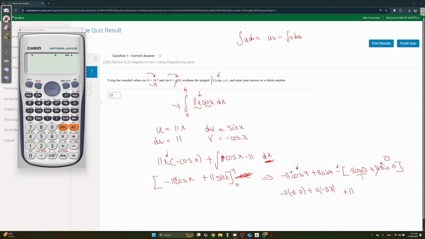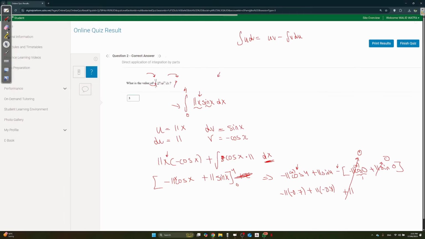So sorry, it's going to be negative 11x, so negative 11 times 4. And over here, it should be negative 11 times 0. Just substituting it properly again. So this is going to be negative 11 times 4 times cosine 4, which we said is negative 0.7, plus 11 sine 4, so 11 times negative 0.8. And since we put in negative 11 times 0, the cosine 0 term is not going to be 11 anymore, it's going to be 0. So this should give me 22. Yes, it gives me 22. Okay, very easy. Literally just product rule.